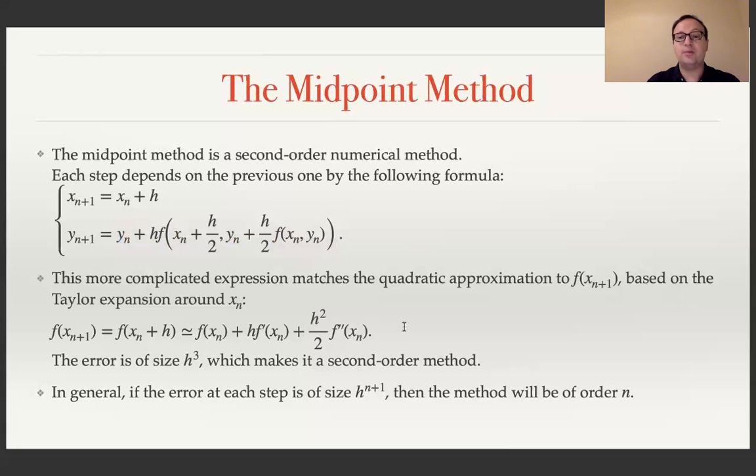And the error that we make in this approximation will be of size h cubed. So whereas in Euler's method the error at each step was of size h squared, here the error at each step is of size h cubed. And in general, if the error at each step is of size h to the n plus 1, then the numerical method will be of order n. So here, because it's of size h cubed, this will be a method of order 2.